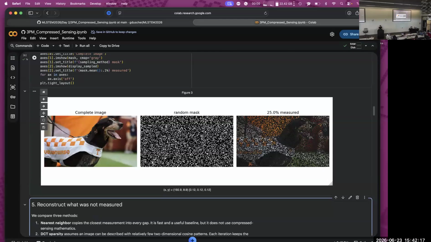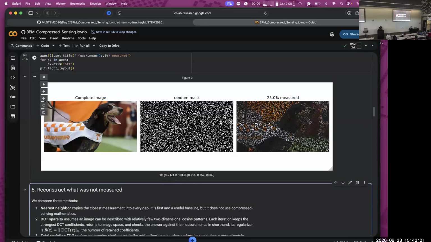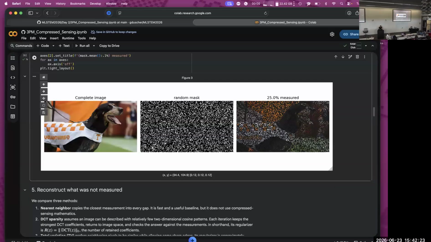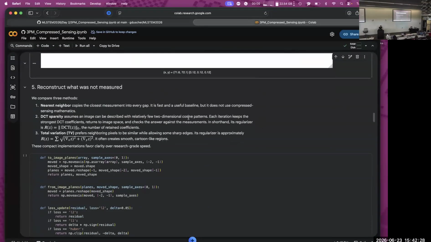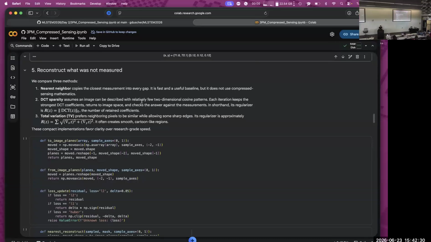Now, if you squint, you can really see a lot of the small details in the image on the right. You can't read "volunteers." We don't have enough data for that, but you can see that he's wearing a little checkerboard vest. So next, we'll try one of three reconstruction methods. In fact, we'll try them all and compare them.